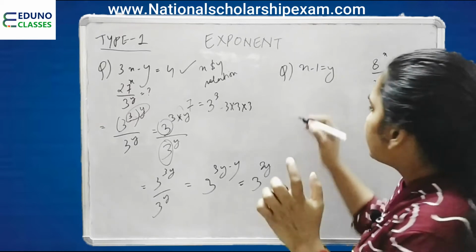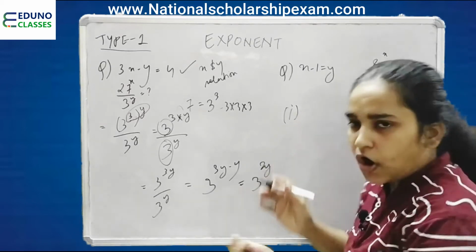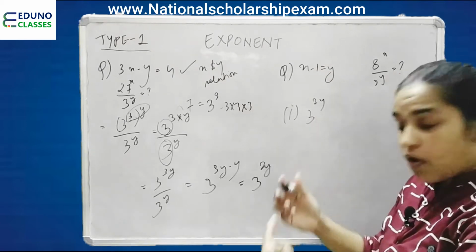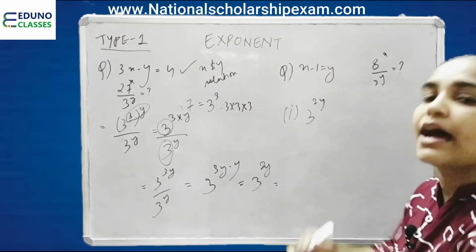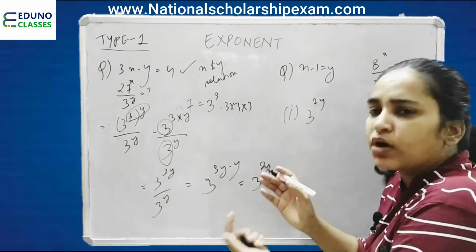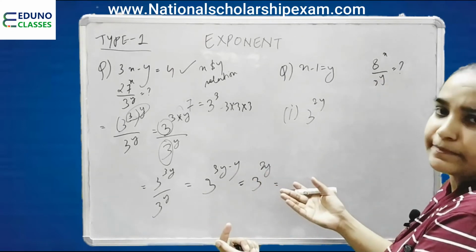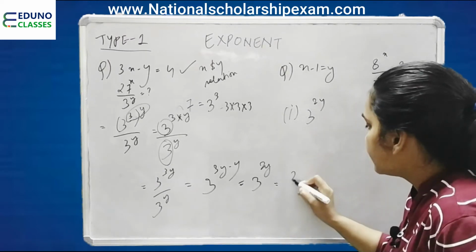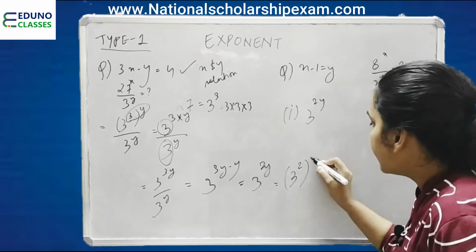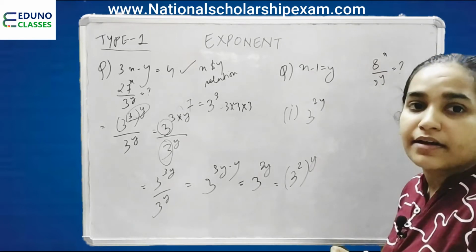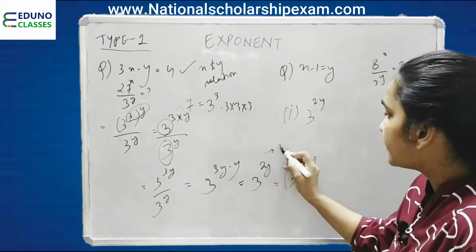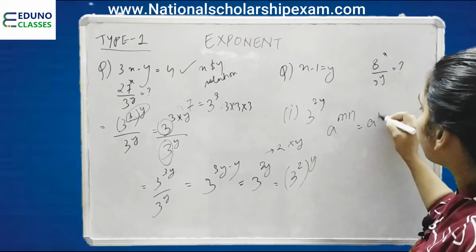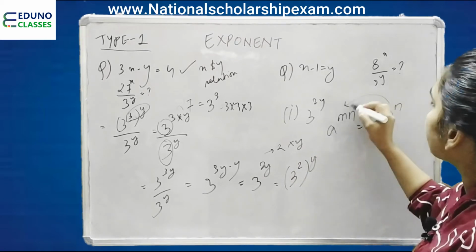Now either in your options you may get something like this only, 3 to the power 2y, or can we write this in another form? It won't make any difference, it's just another form of writing. Can we write this as (3 square) whole power y? Because it is 2y, that means 2 into y, and we know this can be written as this. Both ways it can go, right?